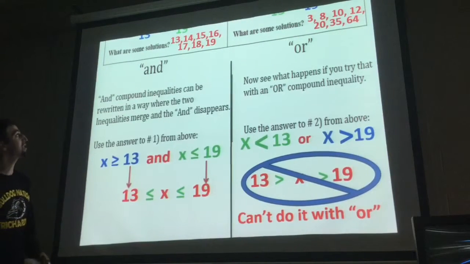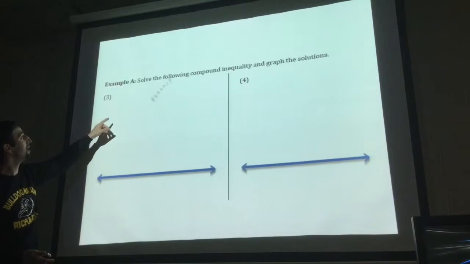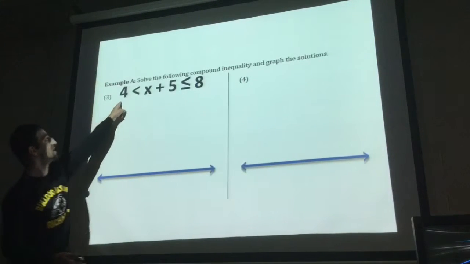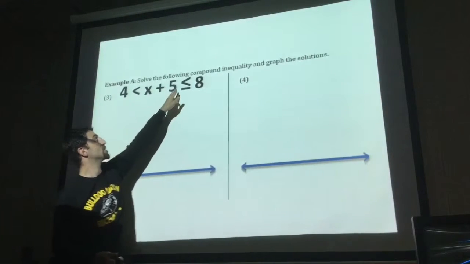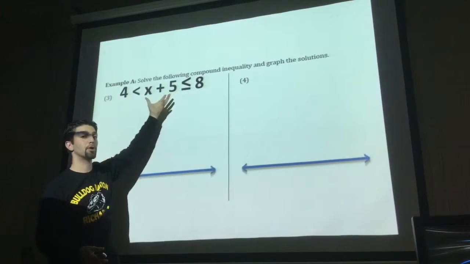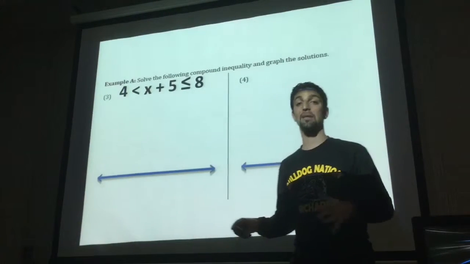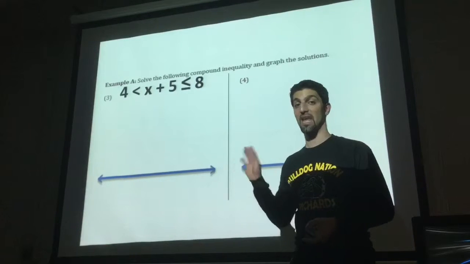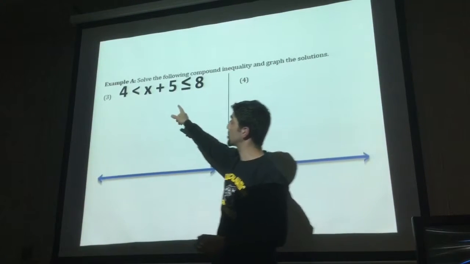All right, so let's take a look at number 3. For number 3, we have 4 is less than x plus 5, which is less than or equal to 8. Now this is a merged problem. The fact that it's a merged problem automatically makes it an AND problem. Okay, so what we're going to do is solve it.